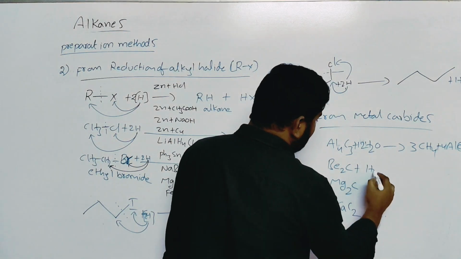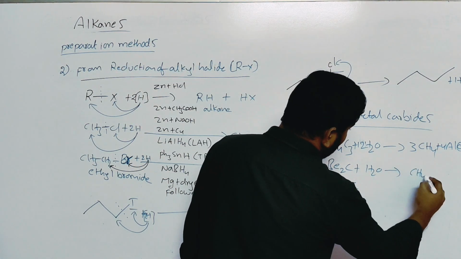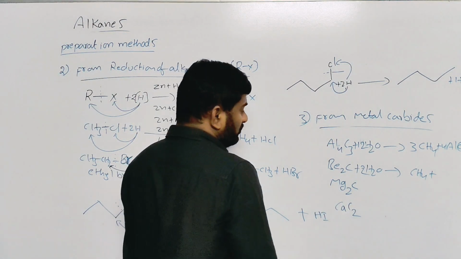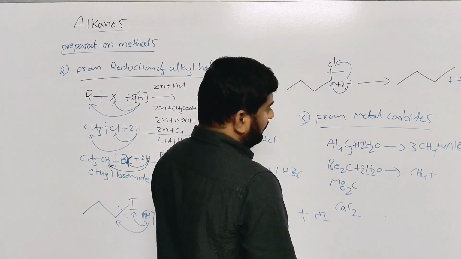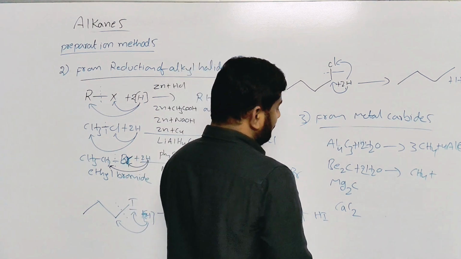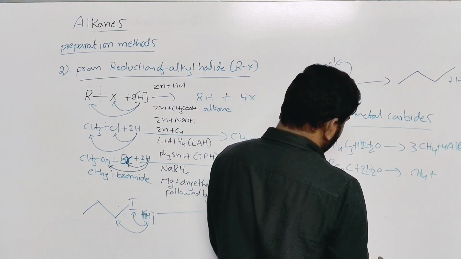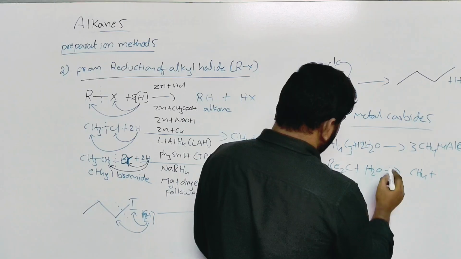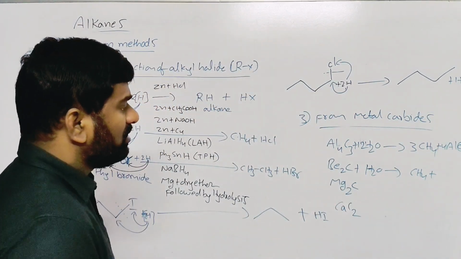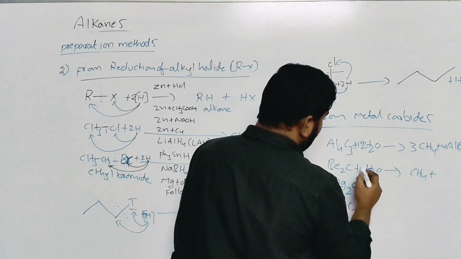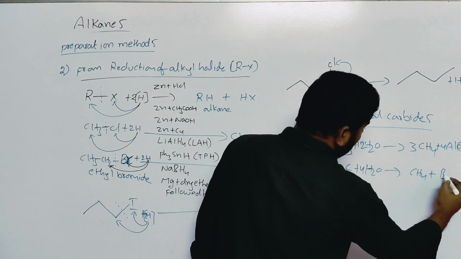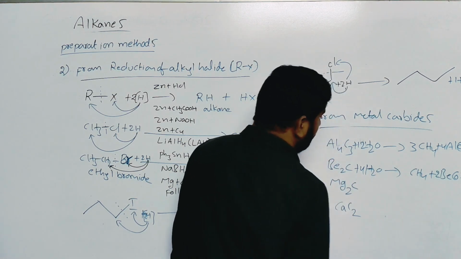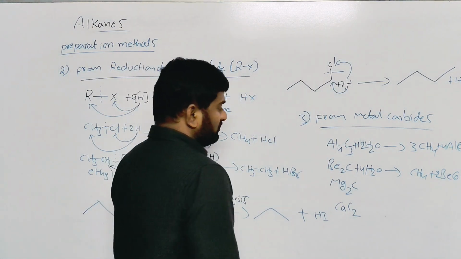Similarly here also, this undergoes hydrolysis. Here 1 carbon only, so 1 methane only will be obtained. How many carbons? 4. So 4 moles of H2O you have to take. Then Be(OH)2, and here how many Be atoms are there? 2. So 2 moles of Be(OH)2 will be obtained.